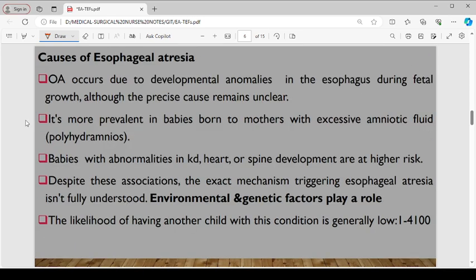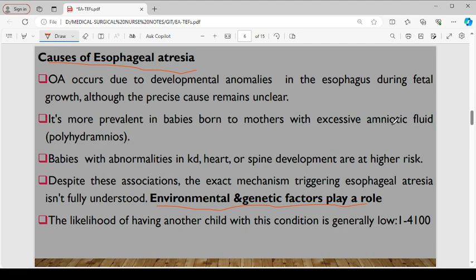In terms of causes, the exact mechanism triggering esophageal atresia is totally unclear. It's not fully understood as of now. But both environmental and genetic factors normally play a role. During fetal growth, the esophagus fails to elongate to get to the stomach. This has been frequently associated with babies born to mothers who have excessive amniotic fluid, of over 2 liters.